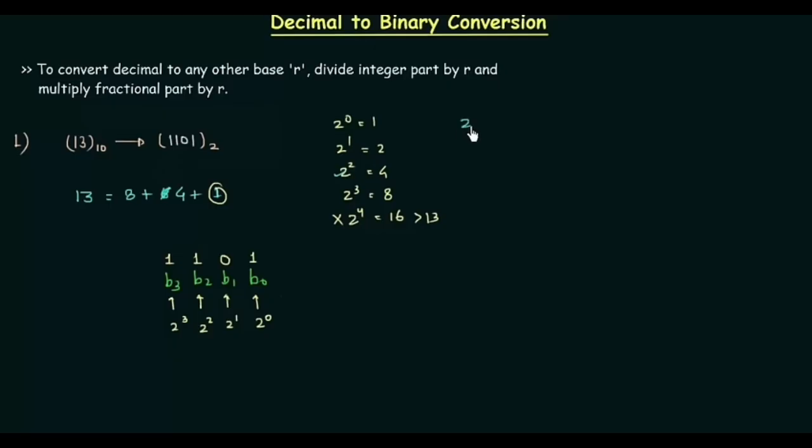Another simple method to find out the binary equivalent of a decimal number. In this method, we have to divide the number by 2. To convert a decimal number to any other base r, in this case r is equal to 2, we have to divide the integer part by r. The number is 13. Okay, now we have to divide 13 by 2. So we will do this quickly.